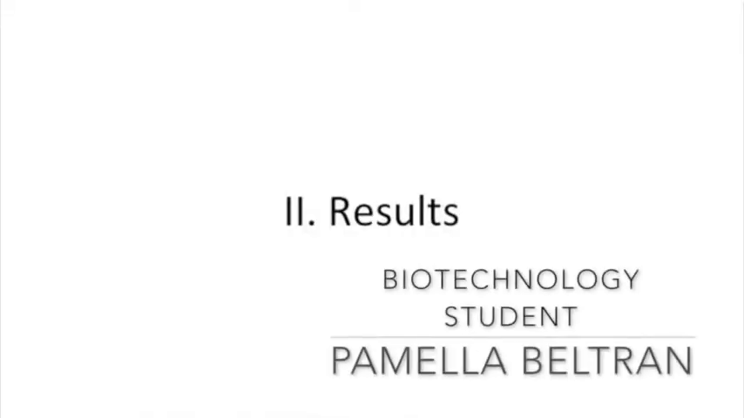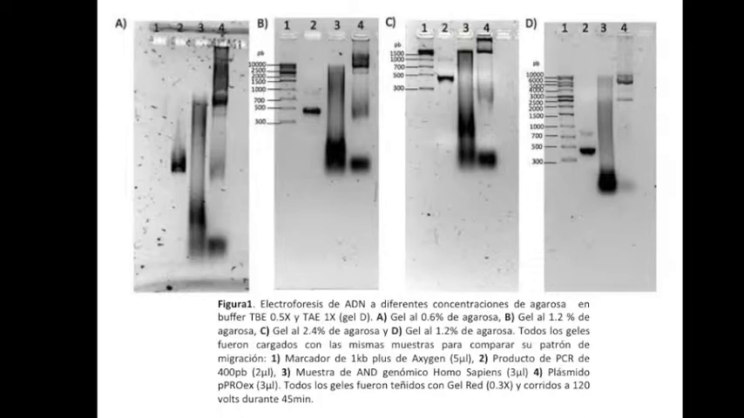This gel has in the first well the molecular weight marker, in the second a PCR product, in the third a genomic DNA of human, and in the last one a plasmid pROEX. The first gel was at 0.6% of agarose and it was run at 120 volts, 45 minutes with TAE buffer at 0.5x. In this image we can't see anything in the first well, and in the second the sample is swept. In the next well, part of the sample got out of the gel, and in the last one we can see some isoforms and also part of the sample got out. In this gel, the voltage is too much for the lower concentration of agarose.